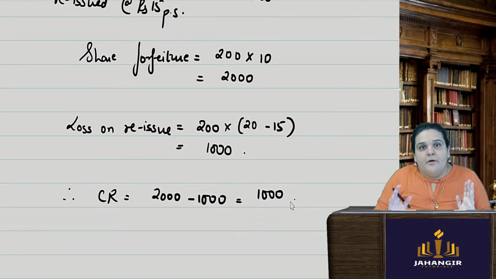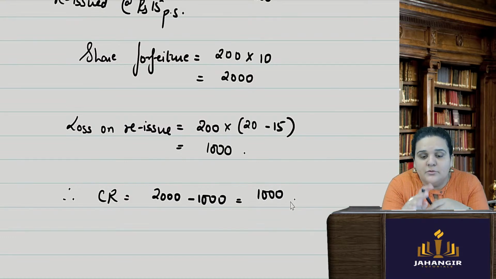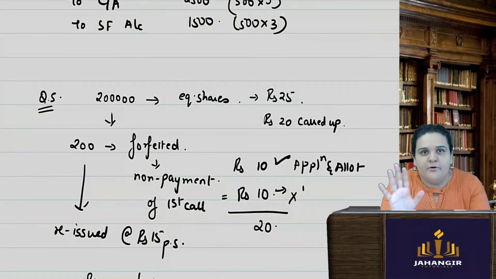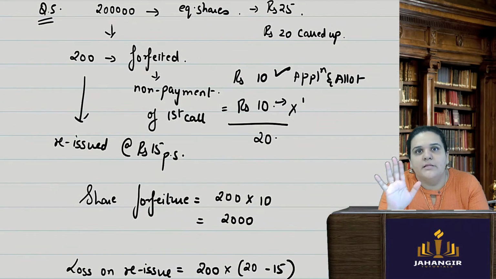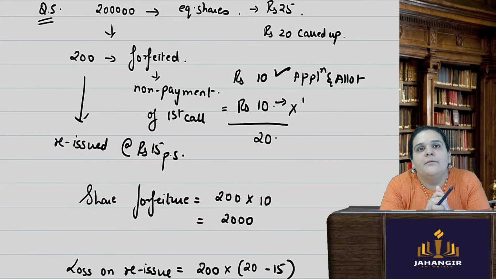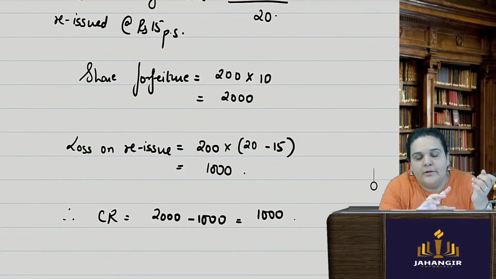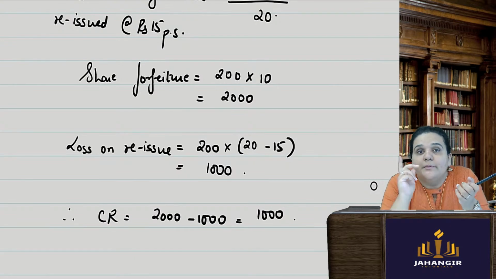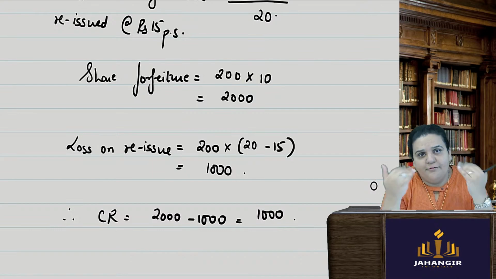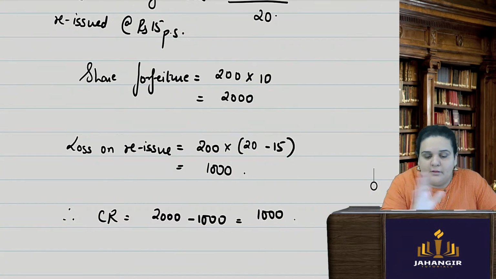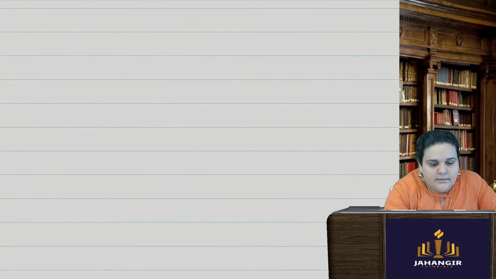Called up amount only I will have to see. The company has not yet called up the other 5 rupees of the 25 rupees share value. 20 is only called up. So all the working also I'll do as per called up only. Share forfeiture is on the paid amount, so 200 into 10, 2000. And loss on reissue: when I'm reissuing at rupees 15, my called up amount of the share was 20. If it would have fully been called up, I would have done it as per 25. But however much the company calls up, that is the value I will take. Done. Now the next sum.